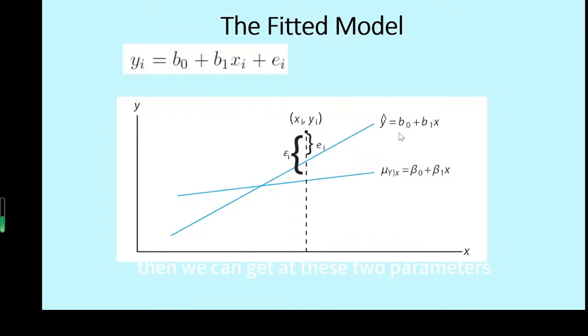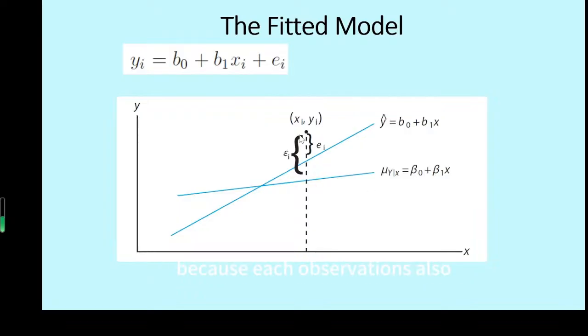Then we can get these two parameters. And this error is called the error term. e_i is the difference between observations and the fitted point on this line. And this one, epsilon, is the error term in the real linear relationship. So this line is the real line, given the x value, and the mean of the y value given the x value.